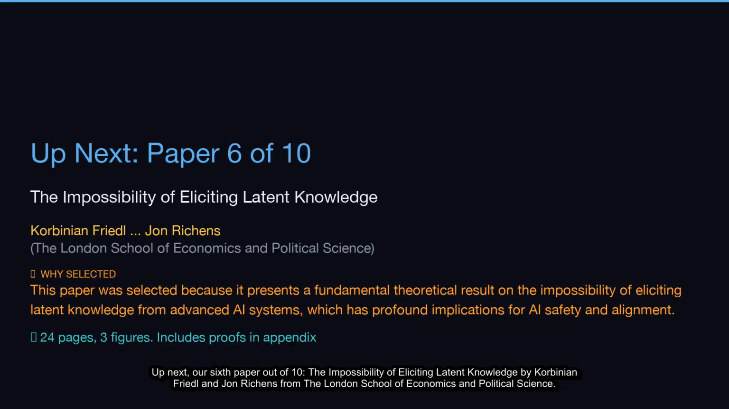Up next, our 6th paper out of 10. The Impossibility of Eliciting Latent Knowledge by Corbinian Friedel and John Richens from the London School of Economics and Political Science. This paper was selected because it presents a fundamental theoretical result on the impossibility of eliciting latent knowledge from advanced AI systems, which has profound implications for AI safety and alignment.